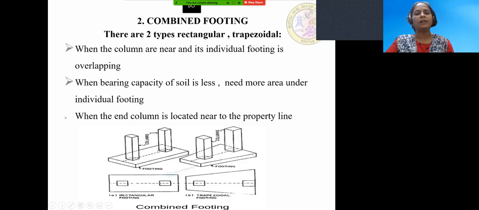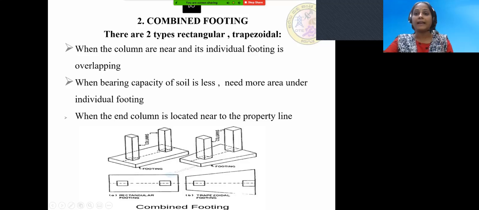Okay, again this can also be provided due to other reasons. When the bearing capacity of soil is less, again area under an individual footing is more. Okay, it needs more area for individual footing. When more area is needed and I overlap them, what happens is the area will be reduced. So that much area is required, when I overlap it the area is reduced, right? So because of that also we can use the combined footing.